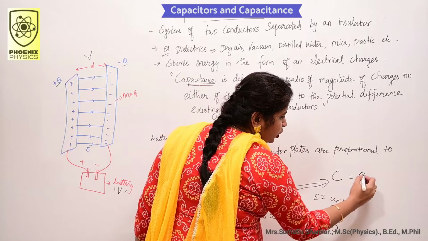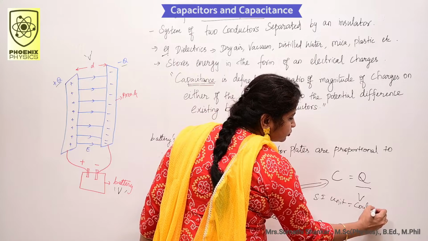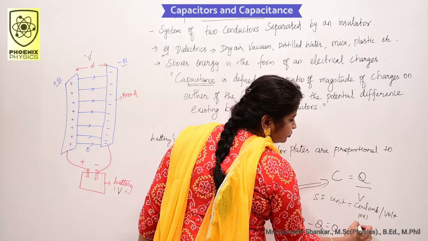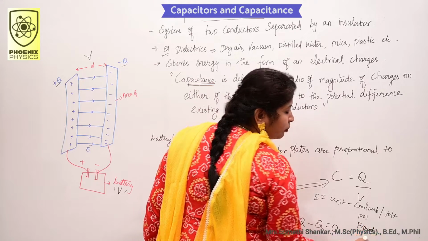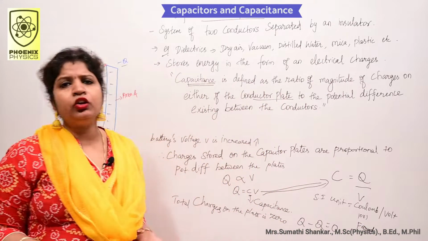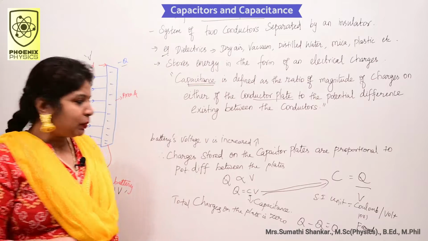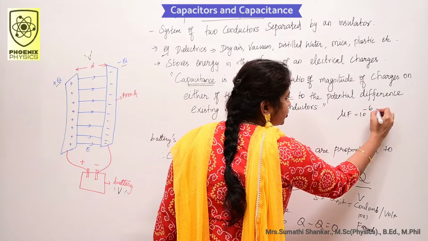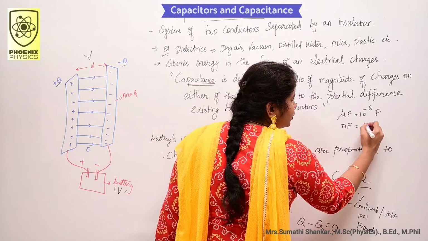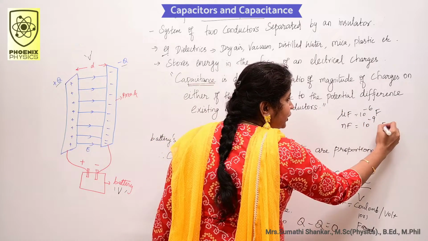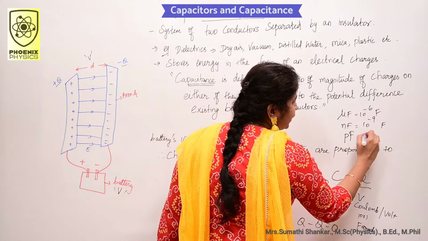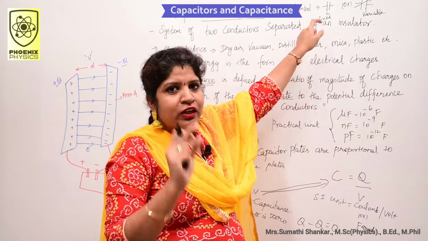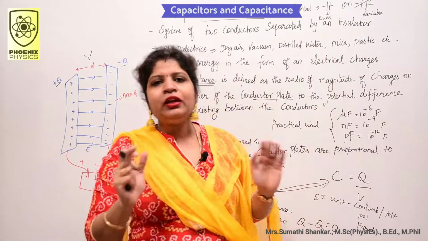Here the SI unit is coulomb per volt, or we can say farad. But farad is a very large unit of capacitance. Practical units of capacitance are microfarad, that is 10 to the power of minus 6 farad, then nanofarad, 10 to the power of minus 9 farad, then picofarad, 10 to the power of minus 12 farad. This symbol is for a fixed capacitor, another one is a variable capacitor.